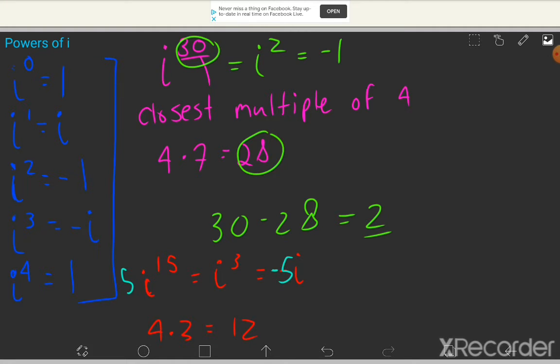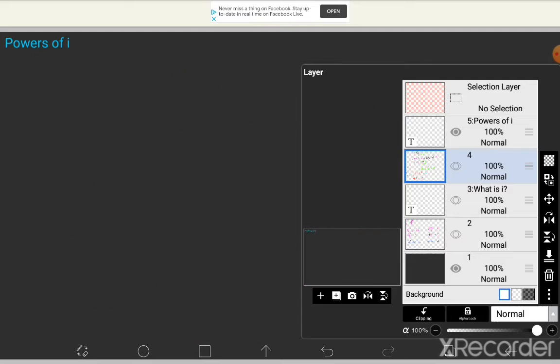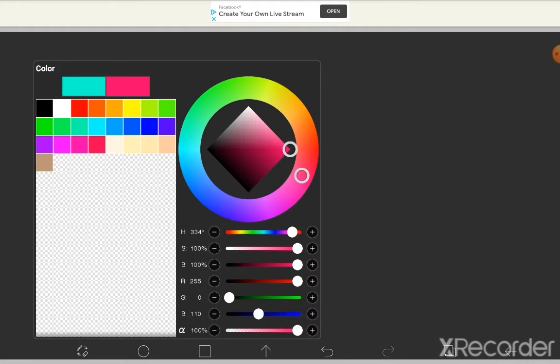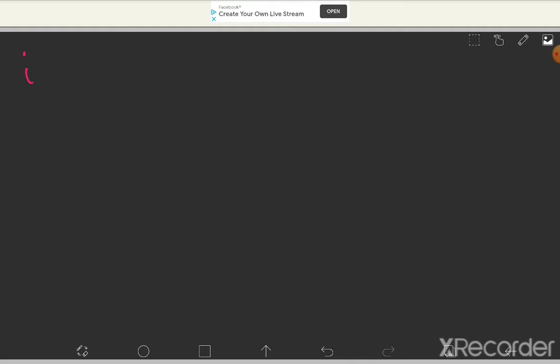Alright. So, let me just go over a quick reminder. I works like any other, its exponents work like any other number's exponents.